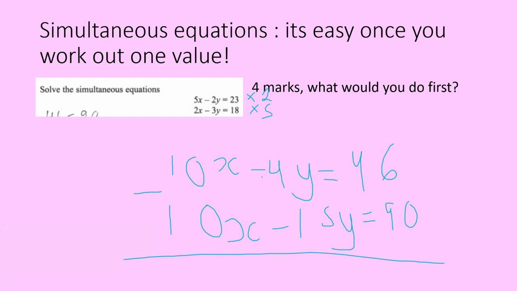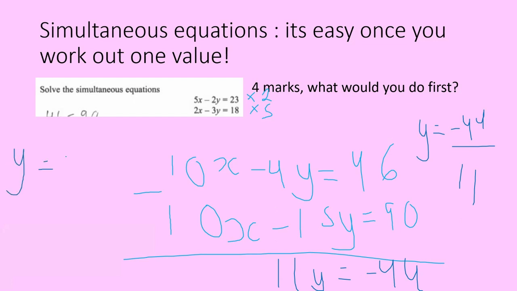Now we're going to do minus 4 minus 15, which is 11y. And then we're going to do 46 minus 90 is minus 44. And then y is just going to be minus 44 divided by 11, which is minus 4. So we figured out y equals minus 4.